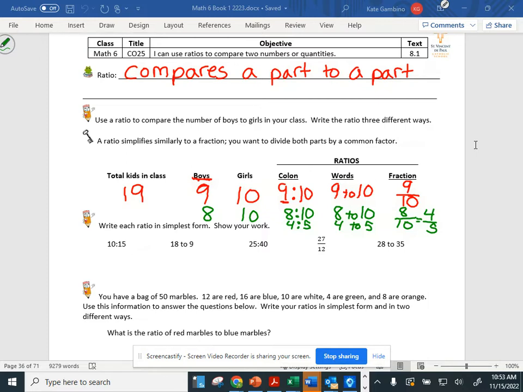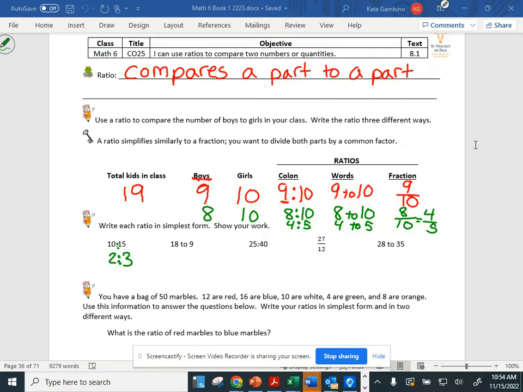So what would 10 to 15 look like if I simplified it? Olivia? Yeah, 2 to 3. Now, if I wrote it with the colons up here, my answer needs to be with the colon. So however the ratio is set up on top, that's how we're setting our ratio up on the bottom. I can divide a 5 out of both sides, and I get 2 to 3.